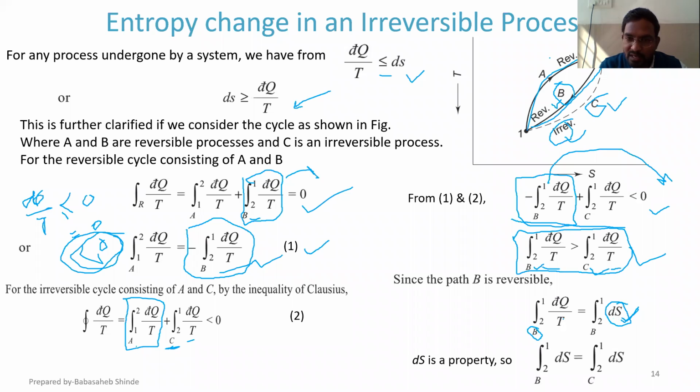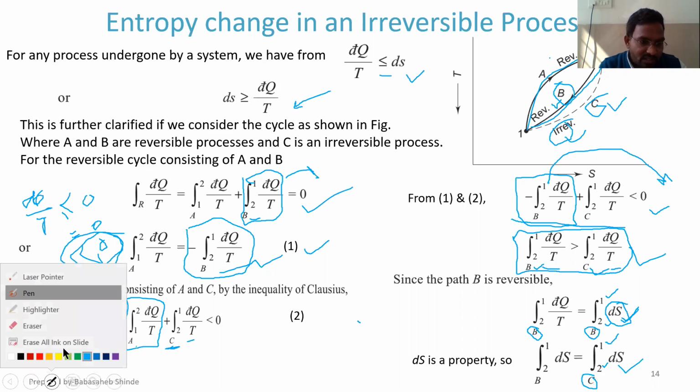But also we know that entropy is a property of the system. And if entropy is a property of the system, whether it is following path B or following path C, if it is changing its state from 2 to 1, it is going to remain the same. So what I have done over here: 2 to 1 for path B, change in entropy is equal to 2 to 1 for path C, change in entropy.